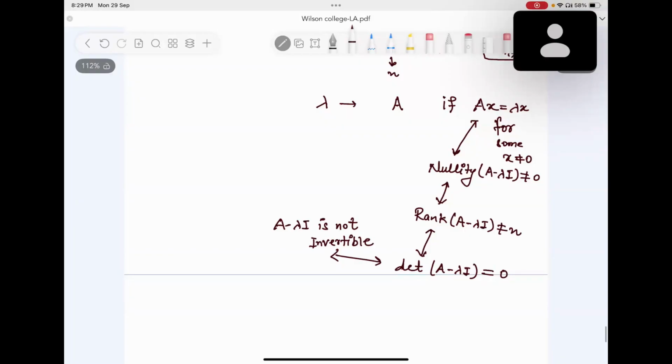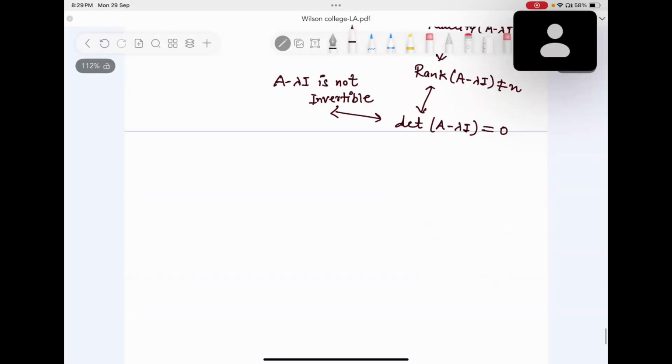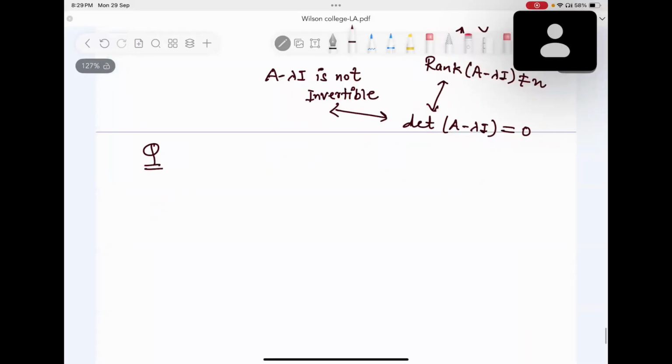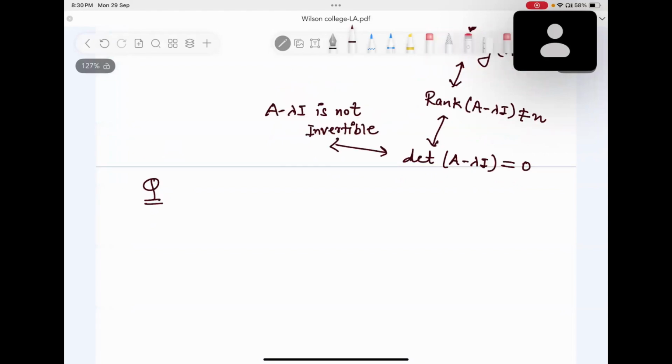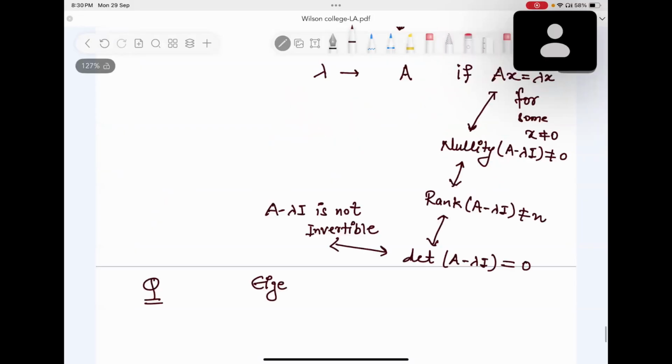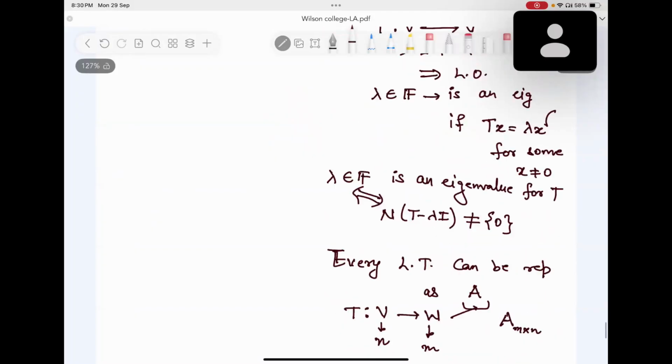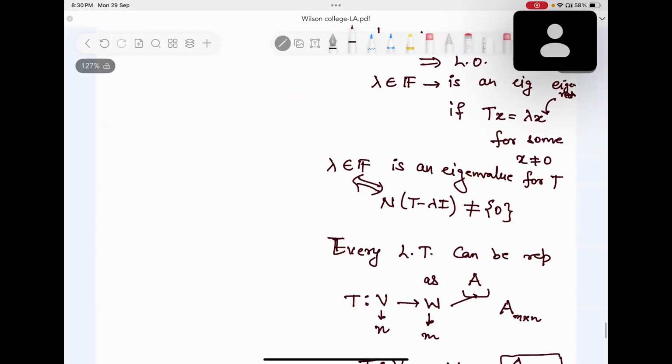So all these statements are equivalent. Okay, now the question is, actually I want to do one question, so that's why I'm doing eigenvalues. Suppose you collect all the eigenvalues. In this case this x is called eigenvector. And in the matrix case also this x is called eigenvector.